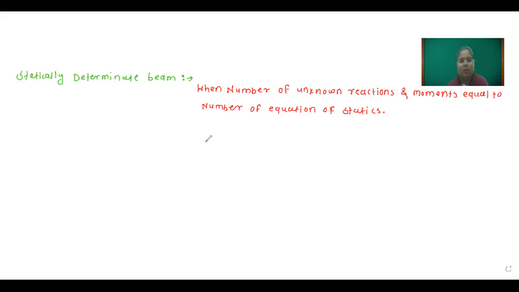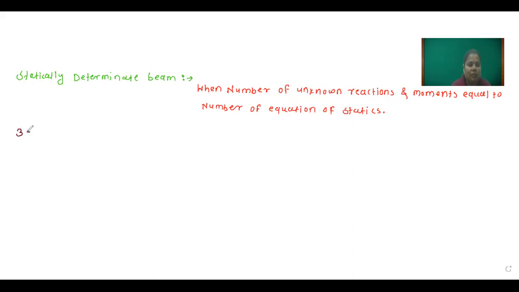So we say the beam is a statically determinate beam if the number of unknown reactions and moments equals the number of equations of statics. First we will see how many equations of statics there are. There are three equations of statics. Okay, please remember this.